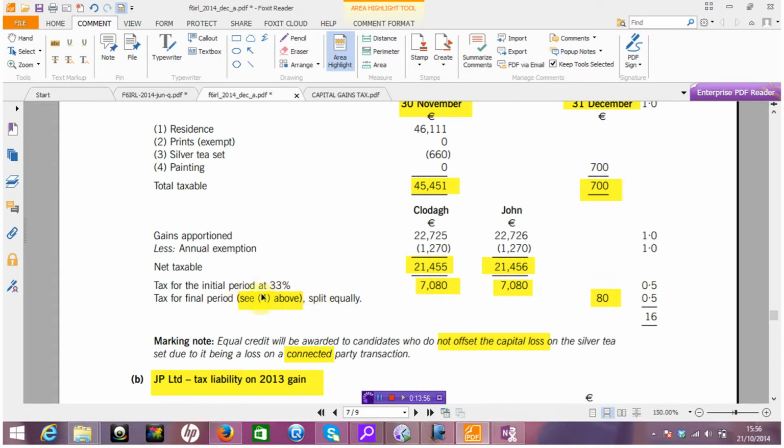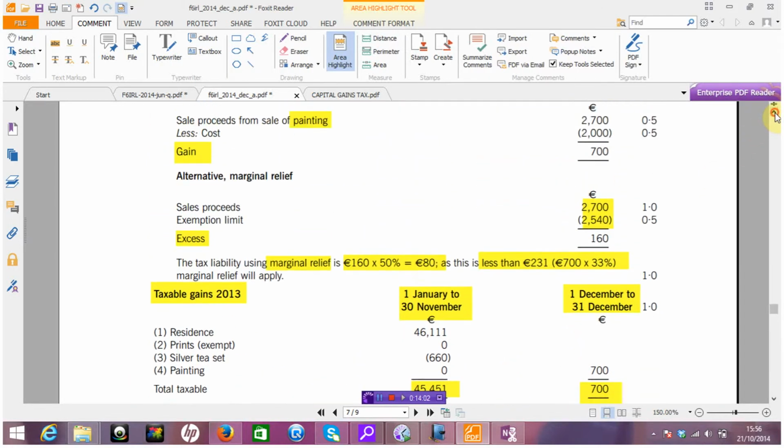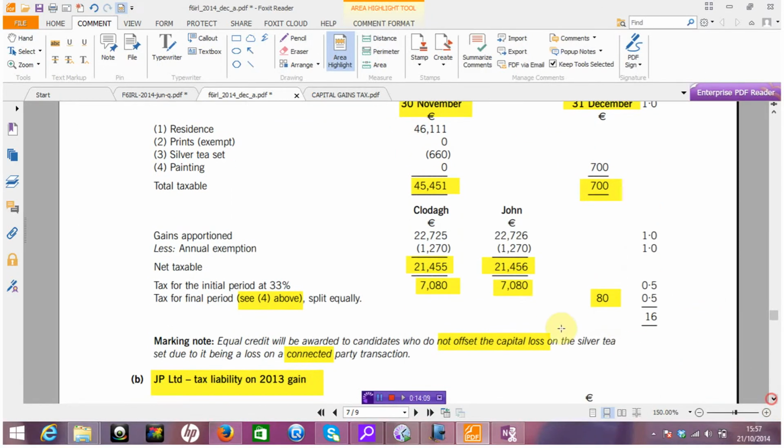Now, that final period, just note that we're not taxing this amount here. We're actually taxing, in effect, the 160 that we calculated, and the difference was 80. So that's the value that we take into the computation. That's where this figure of 80 comes from. And then we just total these up to get to the overall liability. So that's essentially just a quick summary of that particular element of the question.